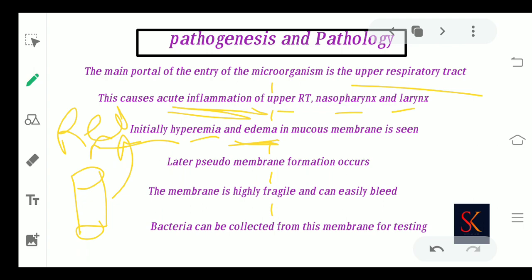Now in later conditions, the pseudomembrane formation will start. Pseudomembrane formation is the secondary feature here. Initially there will be redness and edema, but in later conditions there will be pseudomembrane formation, which we just saw in the figure near the tonsil area. The membrane is highly fragile and it can easily bleed, and this can be taken to collect bacteria from this membrane for testing.